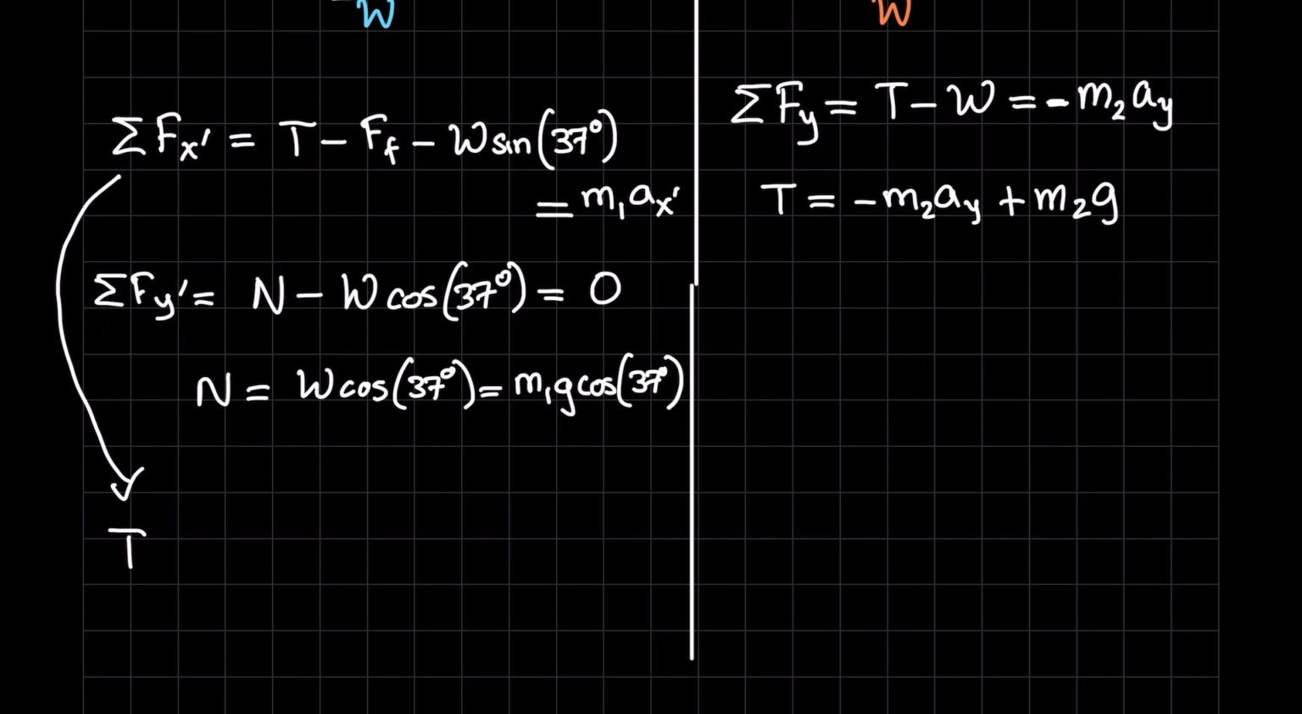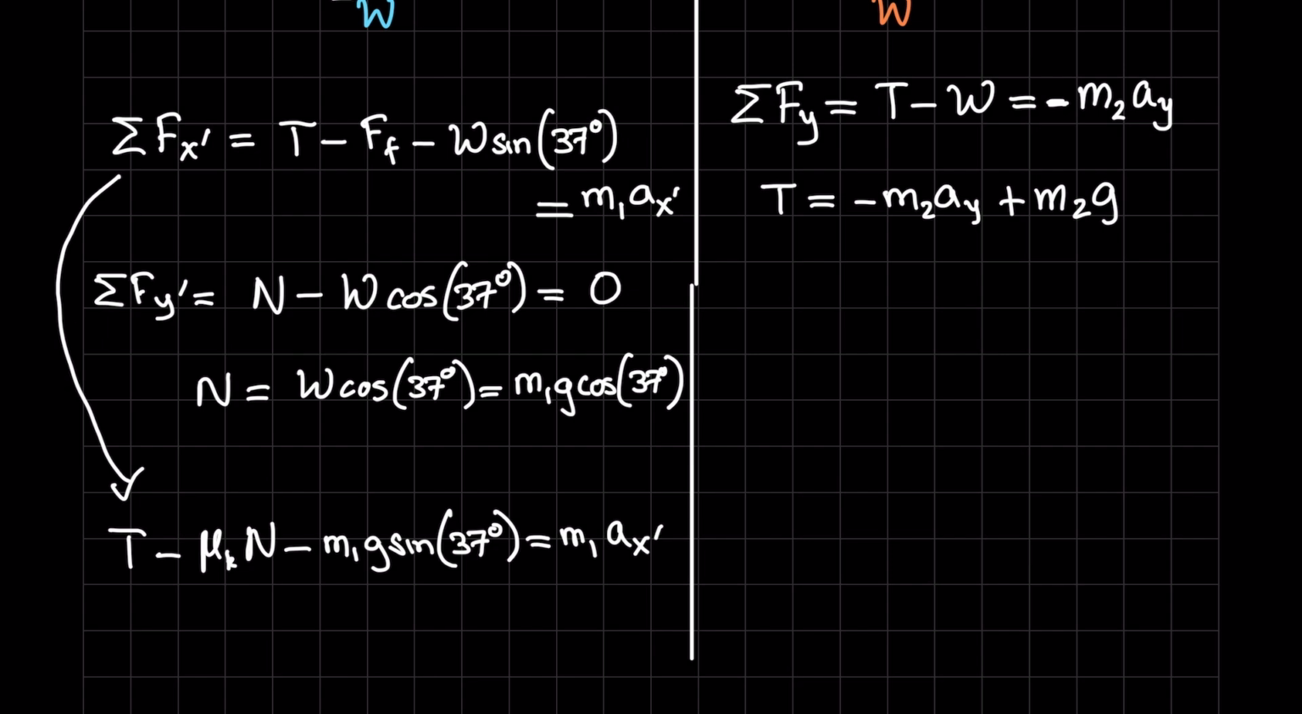So the tension minus the force of friction, which is the coefficient of kinetic friction times the normal force, minus the weight, we can rewrite as m1 times g sine of 37 degrees, is equal to m1 acceleration in the x prime direction.